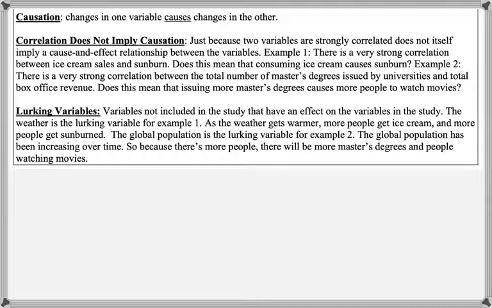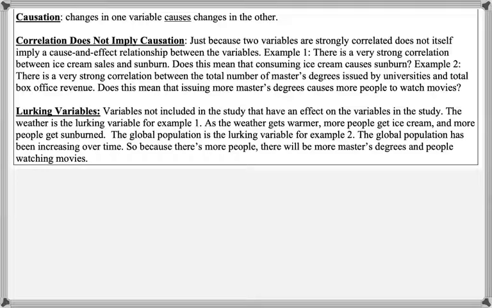Example 1, there is a very strong correlation between ice cream sales and sunburn. Does this mean that consuming ice cream causes sunburn? Example 2, there is a very strong correlation between the total number of master's degrees issued by universities and total box office revenue. Does this mean that issuing more master's degrees causes more people to watch movies?